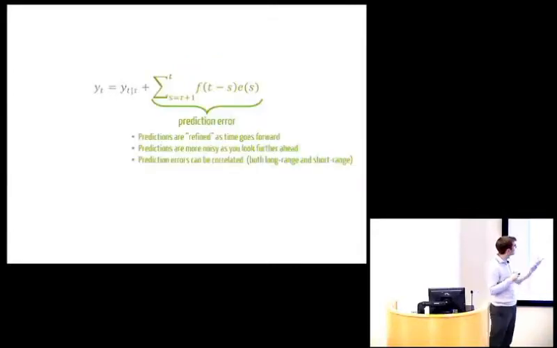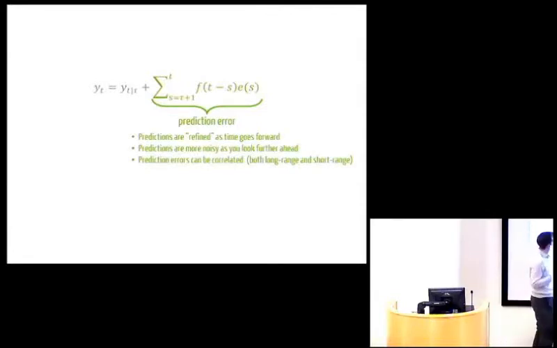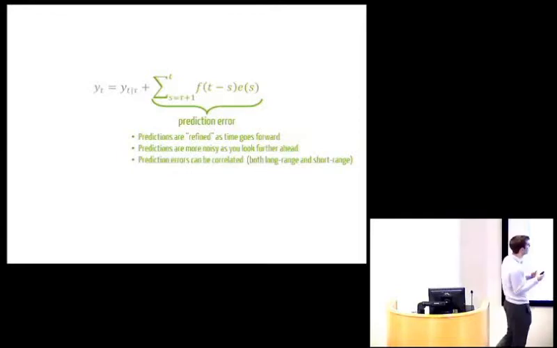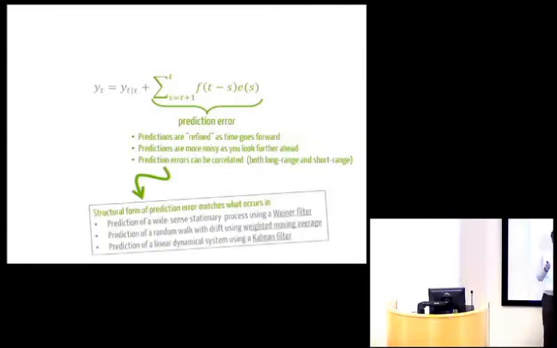And so with this simple form, you have something where predictions get refined as time goes forward. As you move forward, you have a natural refinement process telling you how your prediction improves for time t as tau goes to tau plus 1, to tau plus 2. You have noisy predictions as you look further ahead. You have arbitrary correlation that includes both long range and short range and whatever mix you want.